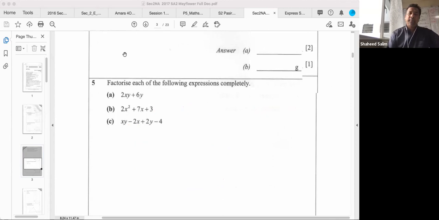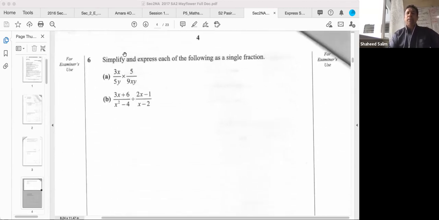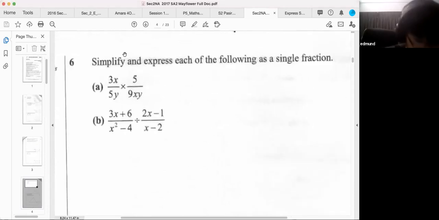Okay. This one. Can you see it? You have the paper, right?